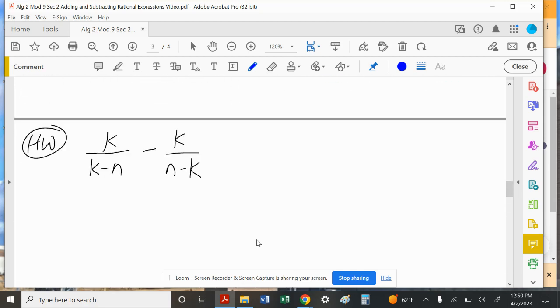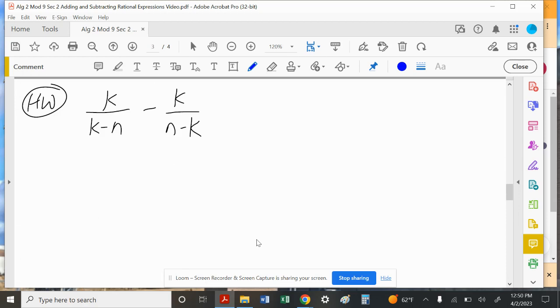Okay, so let's go ahead and do this one. So notice we have k over k minus n, minus k over n minus k. Notice that the only thing different in the denominators is that this is a plus k, this is a minus k, this is a minus n, this is a plus n, which means that we have a negative. So what I'm going to do is factor out a negative 1. Now when I take out something, remember I'm dividing it. So if I divide the k by a negative 1, I get negative k. And if I divide the n by a negative 1, I get plus n.